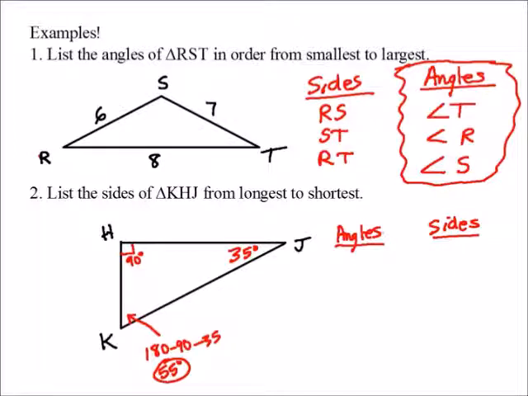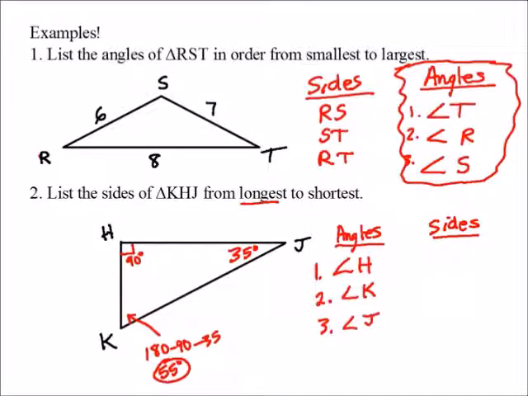So we want the longest side, so that means we must want the largest angle first. So the largest angle is going to be H. Okay, that's first. Let's go ahead and do 1, 2, 3. So this is the longest one. Then I need the next one, which is going to be angle K, and then the third one is going to be angle J.